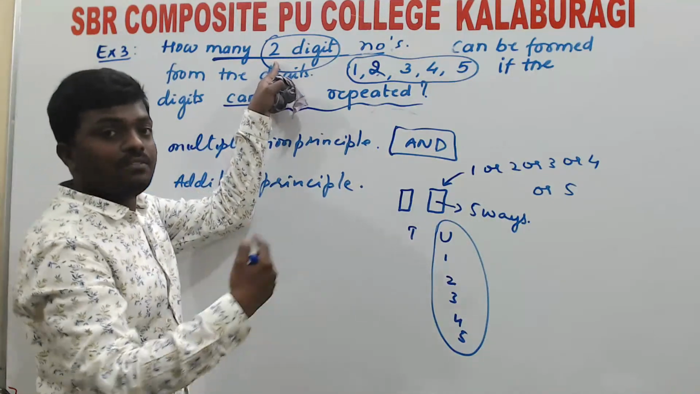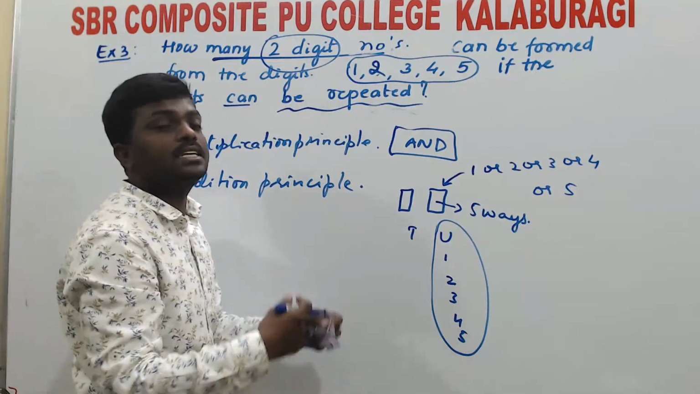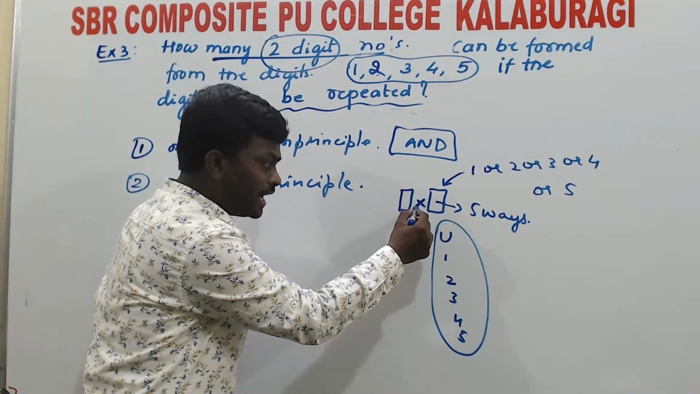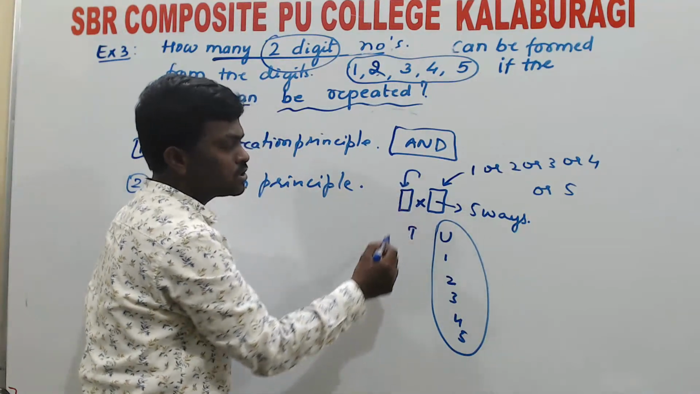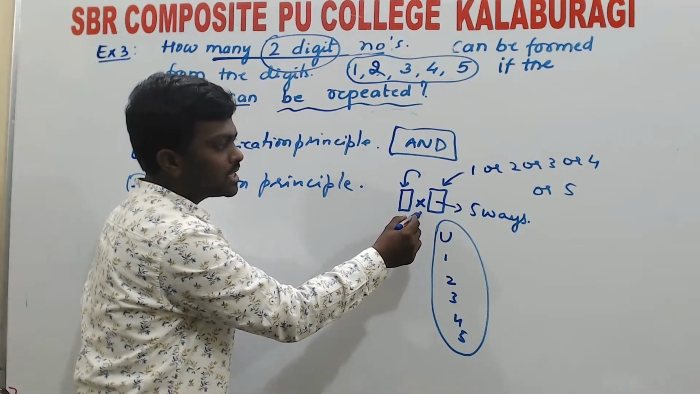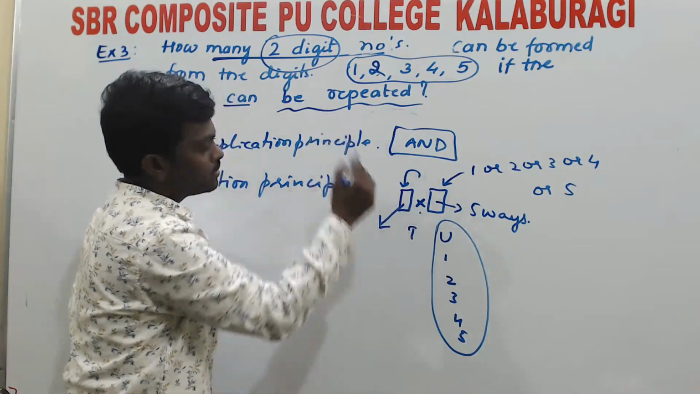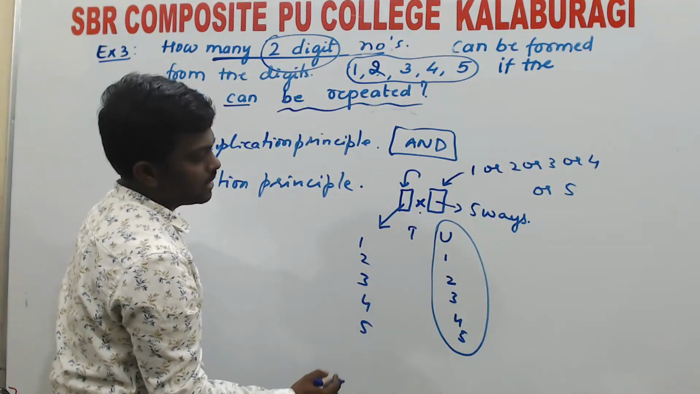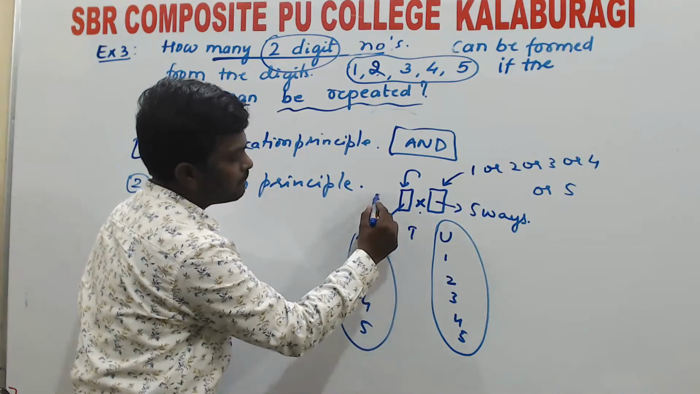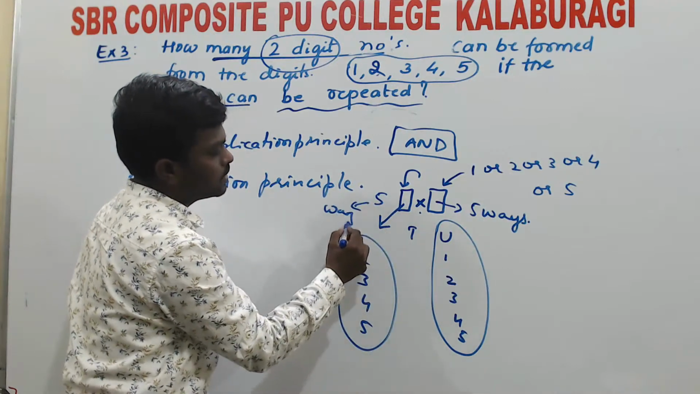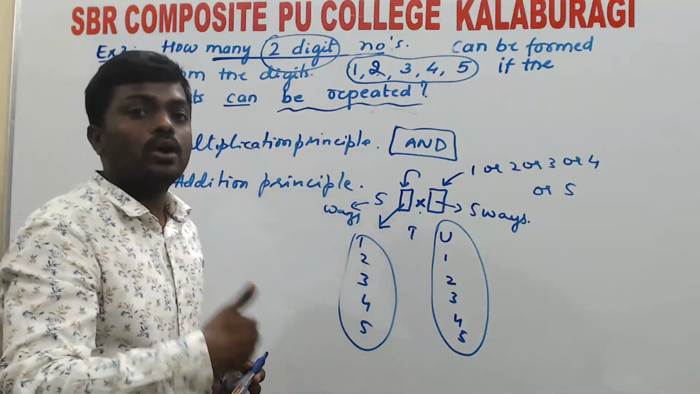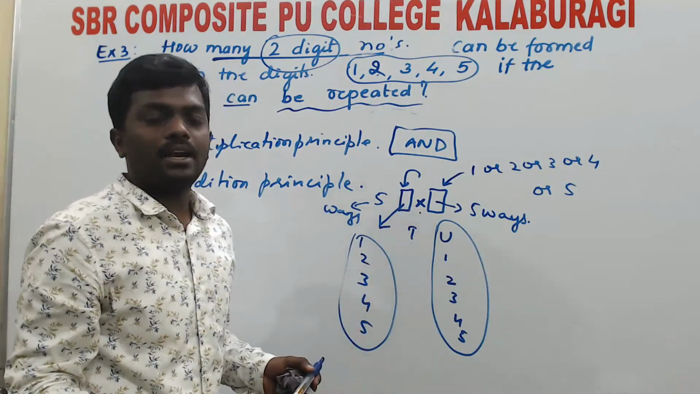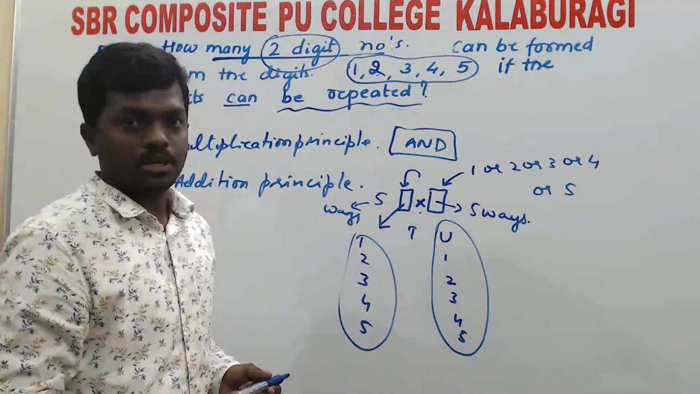Two-digit. So the event is still in progress. The operation is still being carried out, right? That's why, when it is going on, you have to fill the tens place also. So that's why the multiplication principle. Here also, again, we can fill it with 1, 2, 3, 4, 5. So here, how many options do we have? 5 ways. If the operation or event is still going on, then multiplication principle. If the operation is completed, then addition principle.